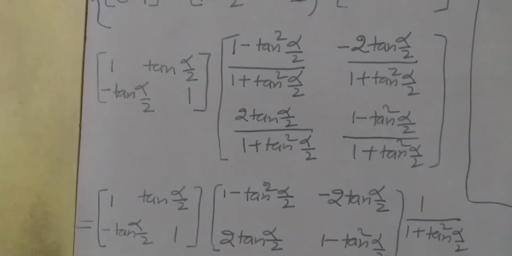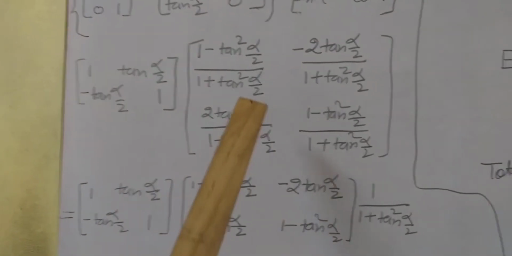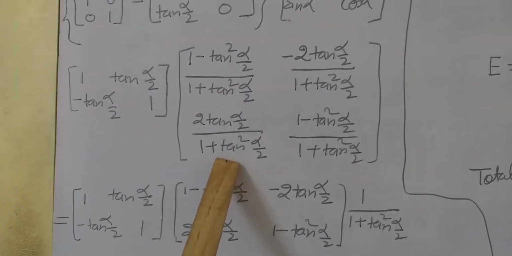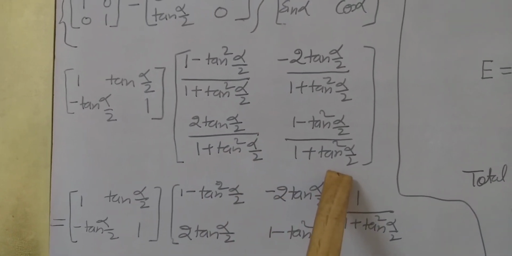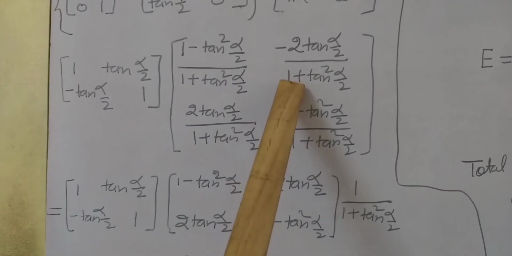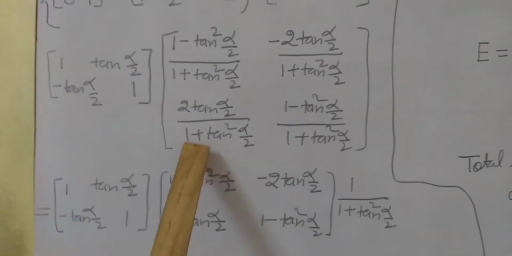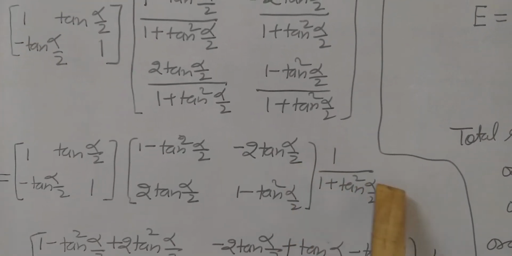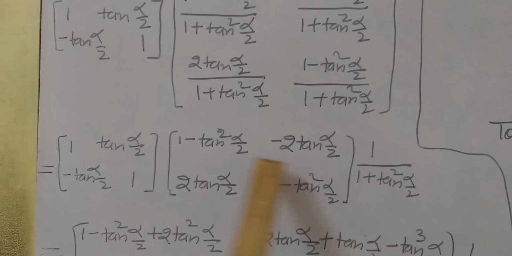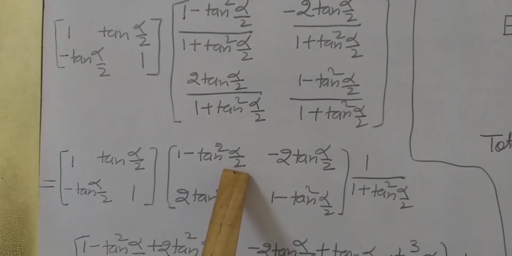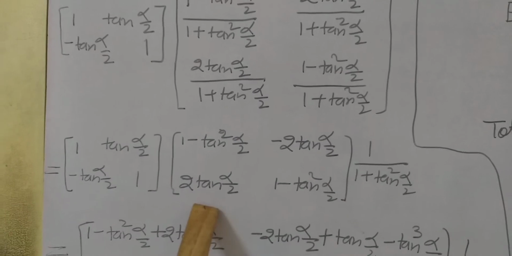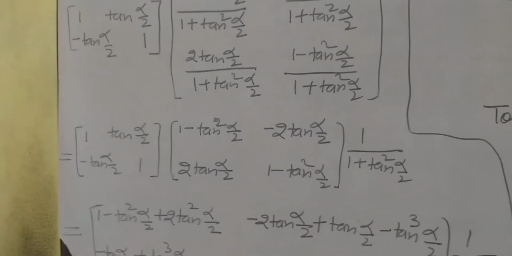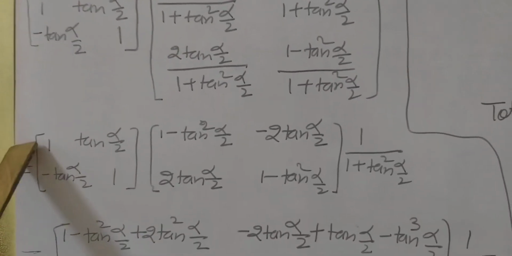That's why. Okay, students? Now, student, you can see 1 plus tan square alpha by 2 appears in all elements. All elements contain this part. So let us take common. What is common, student? 1 upon 1 plus tan square alpha by 2. What is left here? [1 minus tan square alpha by 2, minus 2 tan alpha by 2; 2 tan alpha by 2, 1 minus tan square alpha by 2]. Okay, student? Now we have to multiply first row by first column.